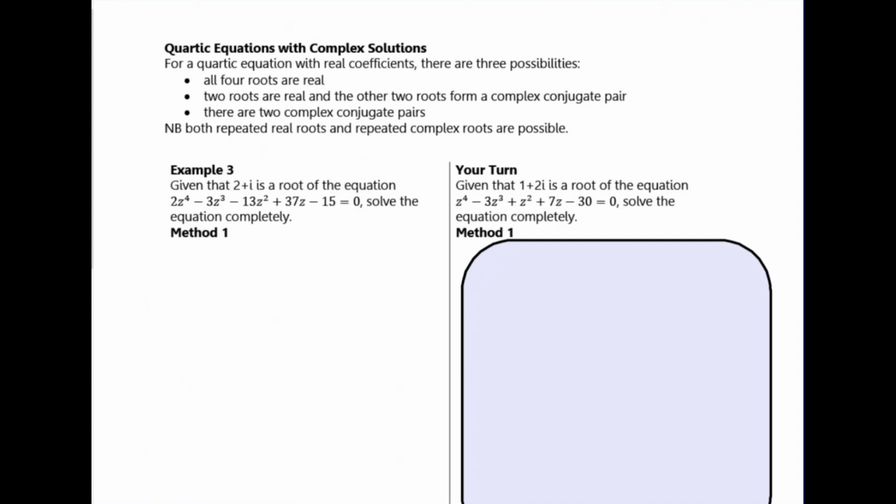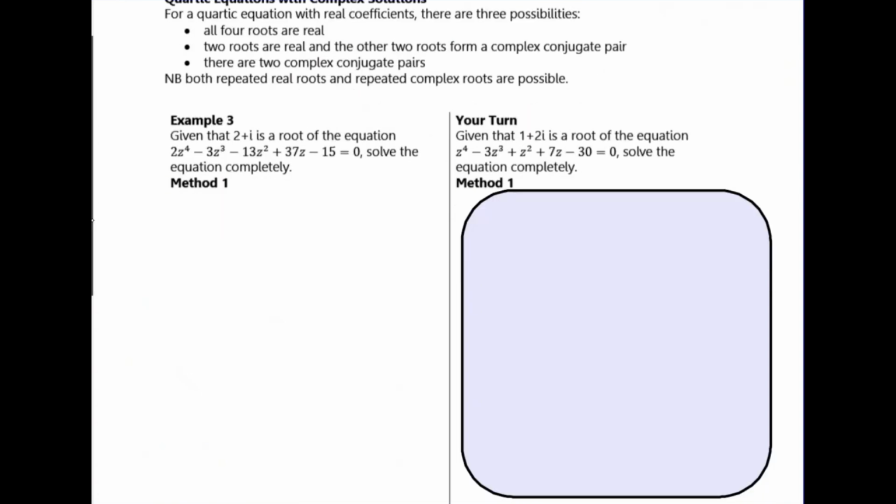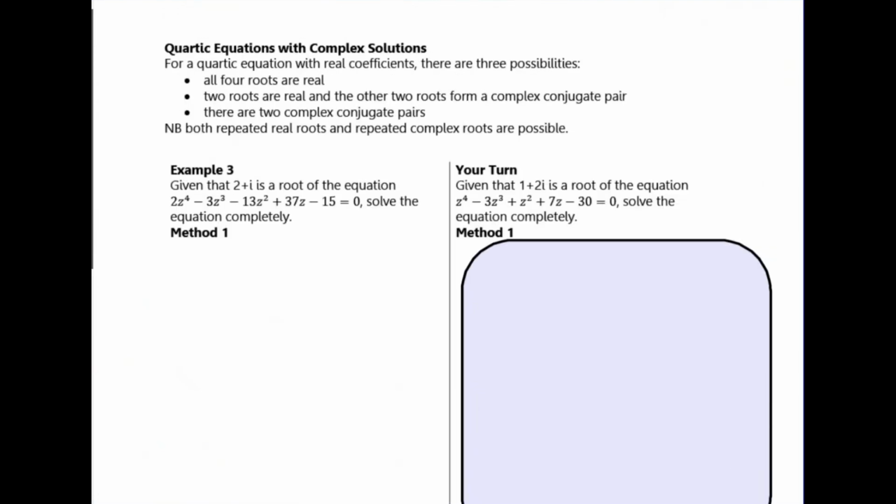We can do all of this stuff with complex solutions as well. So remember, with quadratic equations, you either get 2 real solutions or 2 complex solutions. You can't have any other combinations. For cubic equations, you can have 3 real solutions, or you can have 1 real solution and a complex conjugate pair of solutions. For quartic equations, there are 3 options. So all 4 of your solutions can be real. You can have 2 of them real and 2 of them in a conjugate pair, or you can have all 4 of them being complex, made up of 2 conjugate pairs. That's as long as your coefficients are real, which they always will be.